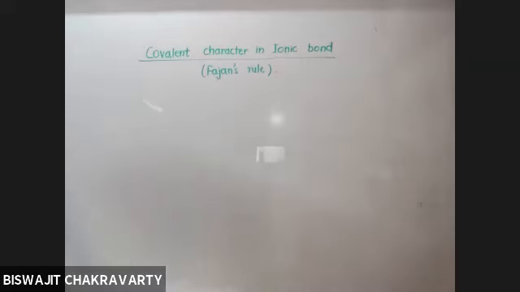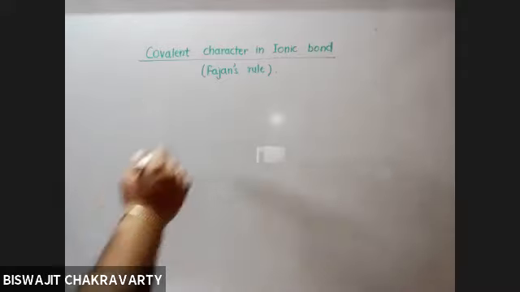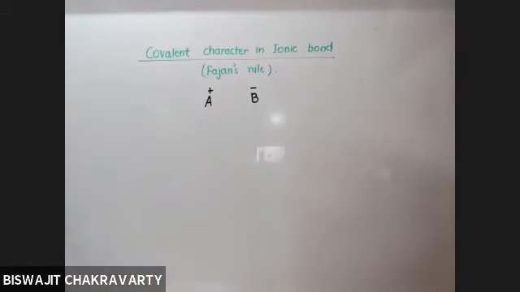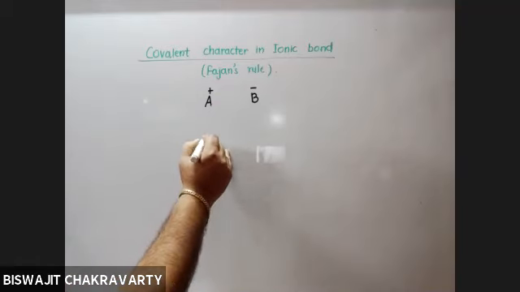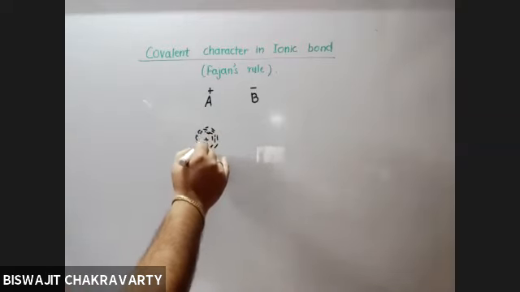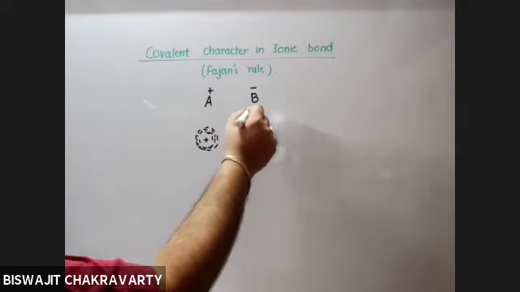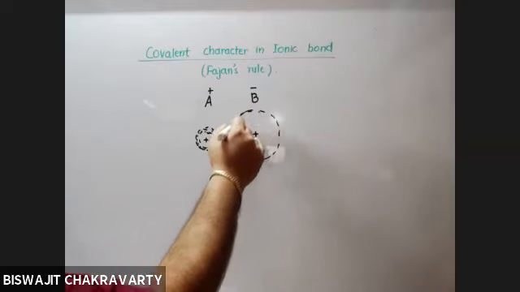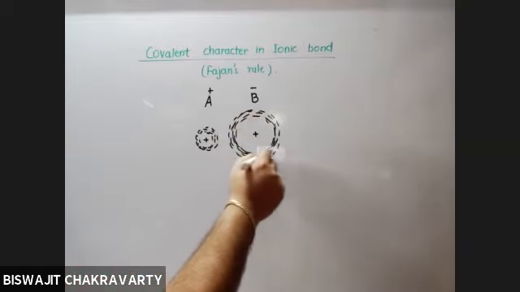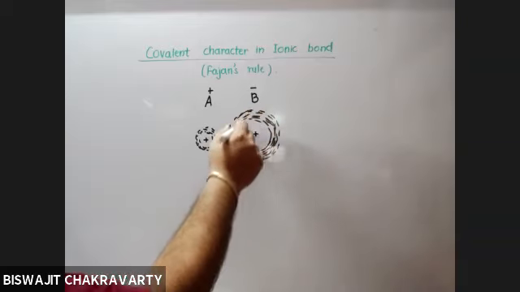Now, before we start writing the points, we will have to understand certain things. That an ionic bond is formed between a cation and an anion. Let us say the cation is represented by A plus, anion is represented by B minus. So in general, the cations are smaller in size. So let us say this is the cation and anions are in general larger in size. So this is the anion. So these are the electron clouds of cations and anions. Both have been drawn.